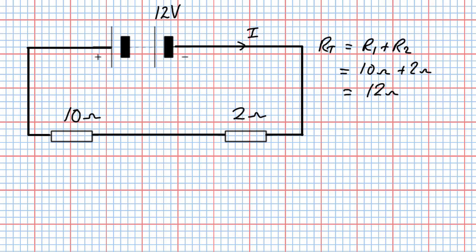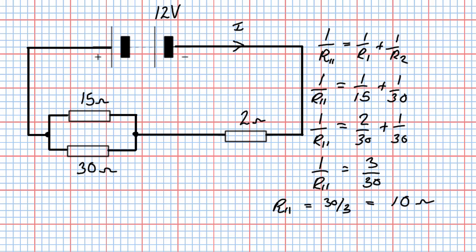Now that we've got the total resistance, we can find out the current according to Ohm's law. So I equals the voltage of the battery divided by the total resistance, which equals 12 volts divided by 12 ohms. So the current flowing around that circuit is going to be a current of 1 amp. So we know that the current moving around the circuit is 1 amp. So we go back to our other circuit, which is the same one. We can see the same thing. The current is going to be 1 amp.